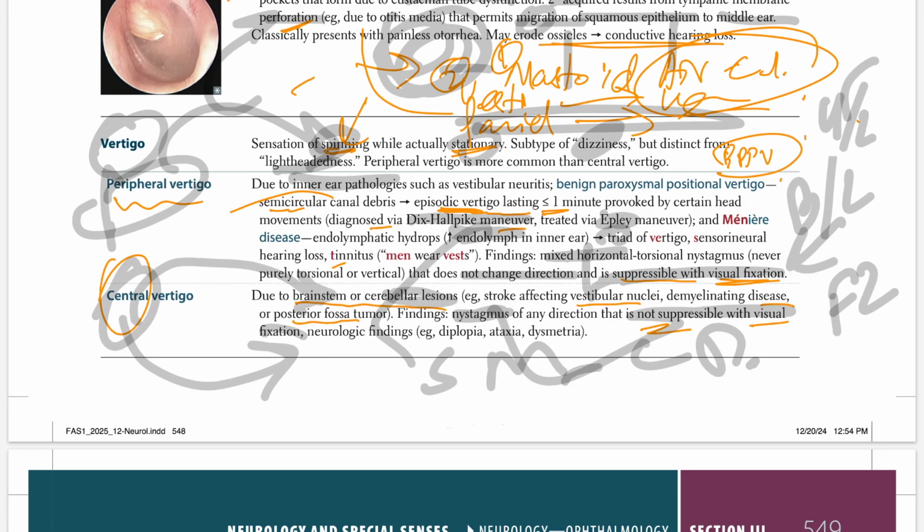So when you have a cerebellar lesion, on top of nystagmus, you're going to get some other neurological findings of the cerebellum, which are diplopia, ataxia, and dysmetria. And that is going to be all for all otology ENT.